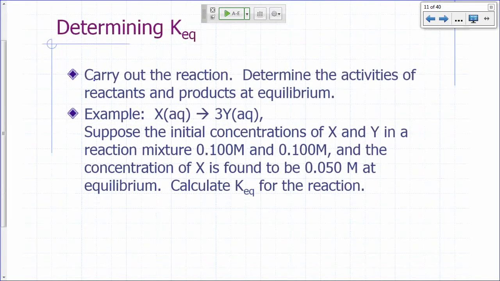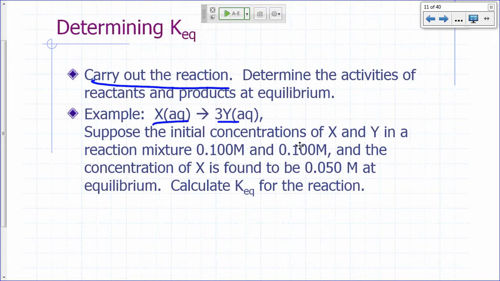So let's look at an example here. How do we determine the KEQ? You can basically just carry out the reaction and determine the activities of the reactants and products at equilibrium. Let the reaction go all the way until it stops, until it reaches equilibrium. Then measure the activities of the reactants and products. So let's illustrate that with a simple example.